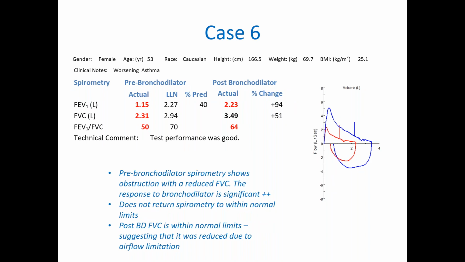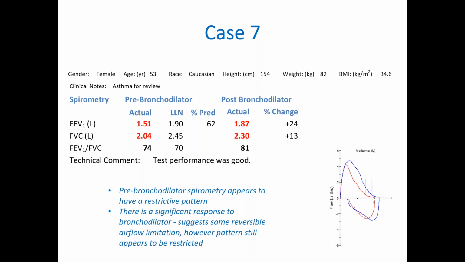The final case I want to show you right now is, well actually it's not quite the final case, a patient who has severe airflow limitation based on their FEV1% predicted. When we give them bronchodilator, they have a really big response to inhaled bronchodilator, but it still doesn't return their lung function to within normal limits. It does return their FVC to within the normal range. So in fact, we know they don't have a restrictive defect, that the reduction in FVC on baseline is due to airflow limitation.